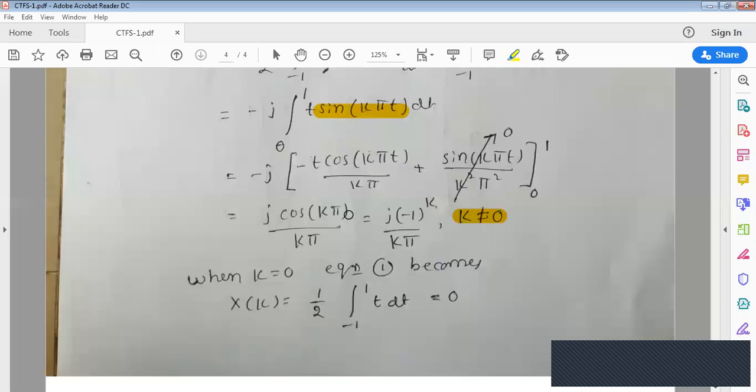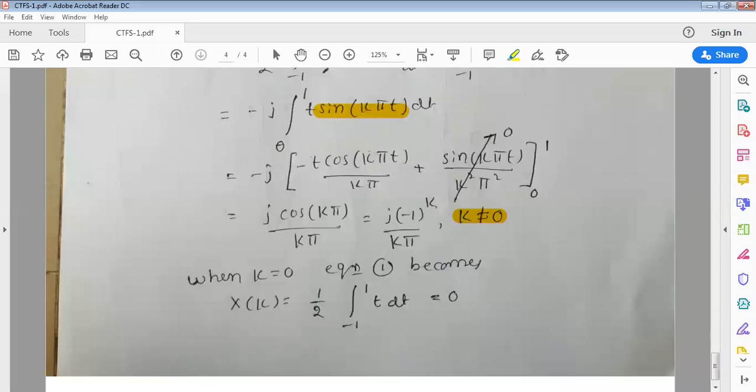These are my answers. X of k is equal to j into minus 1 power k divided by k pi for k not equal to 0, and this is equal to 0 for k equal to 0. Are you able to follow? Any doubt? Any doubt now? Are you able to follow? Yes, sir.